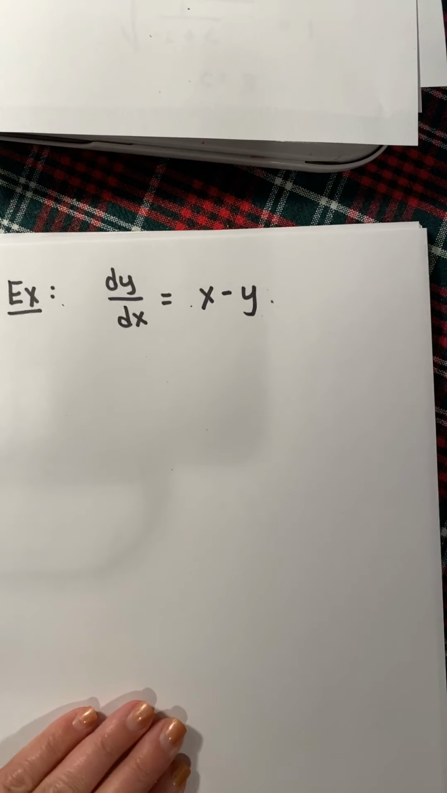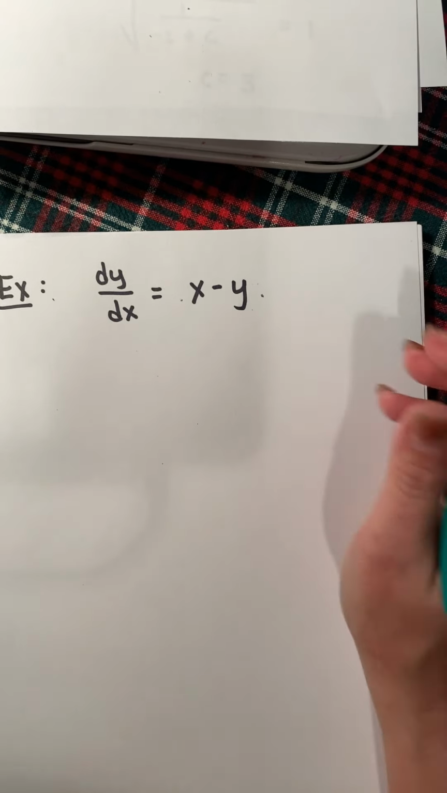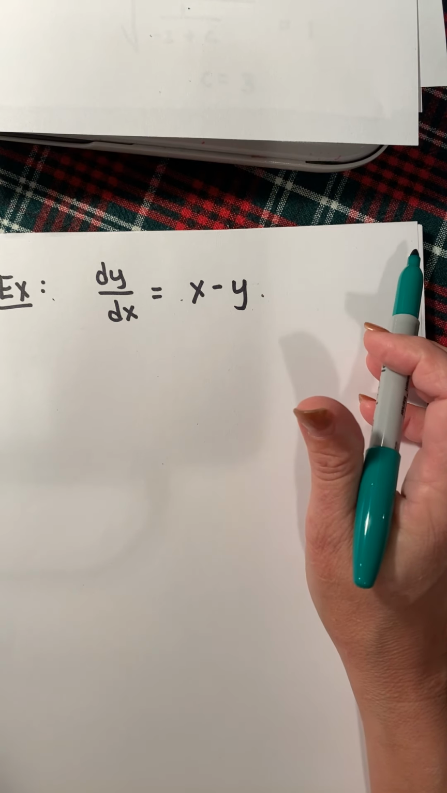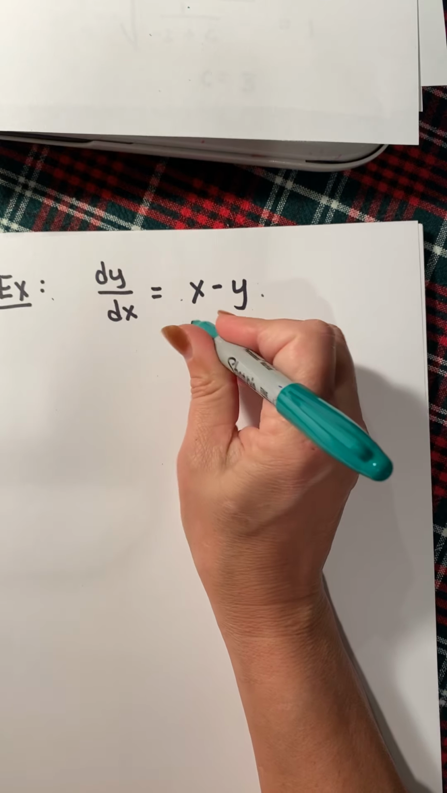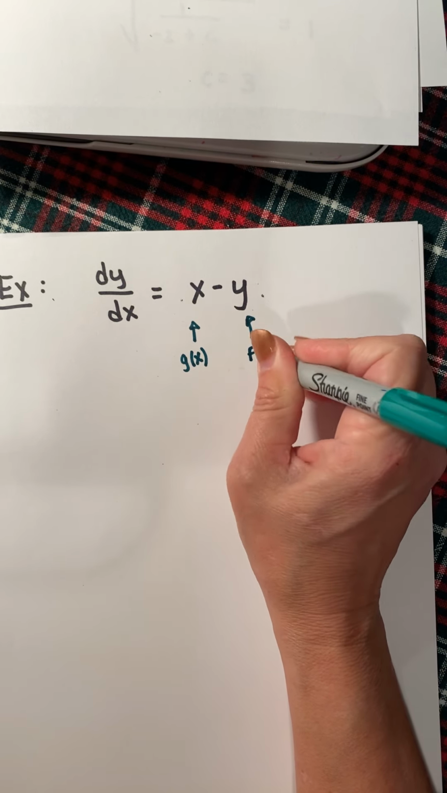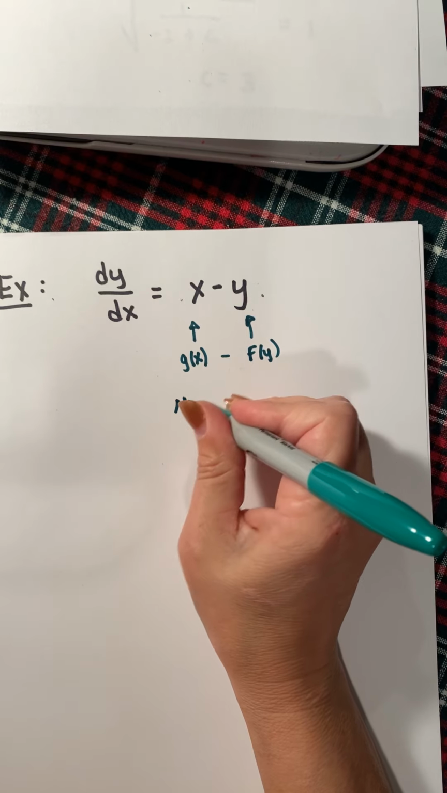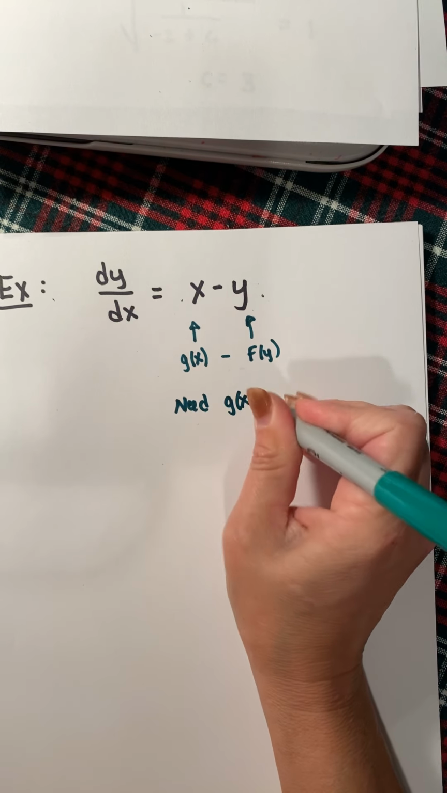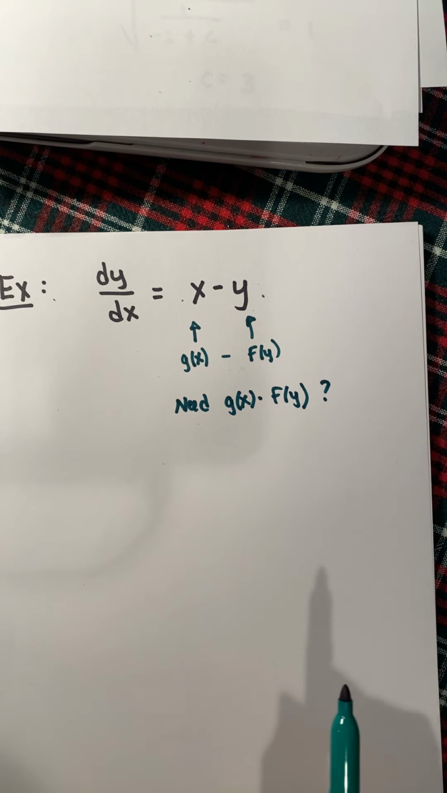All right, let's look at this guy. So we have dy dx equals x minus y. Looks pretty simple. So we want to know, let me see. Here's my function of x. Here's my function of y. The problem is we're subtracting f of x from f of y. We need my function of x times my function of y. So can I make it look like that?